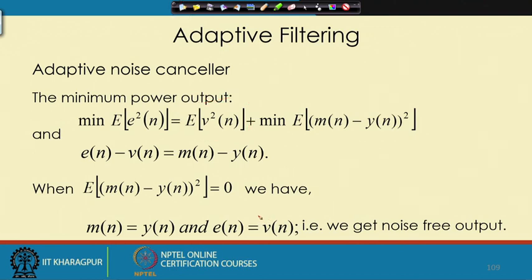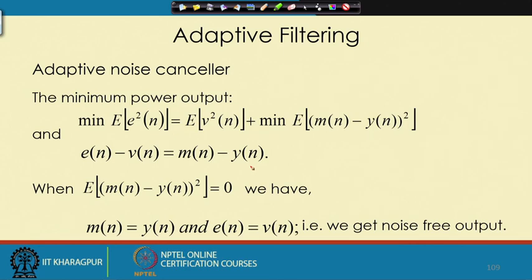Another thing we get from this, just by rearranging the sides: error minus V n, where the error is the output of the noise canceller and V n is the signal of interest, is equal to m n minus y n, where m n is the interfering noise and y n is the estimate of the noise.